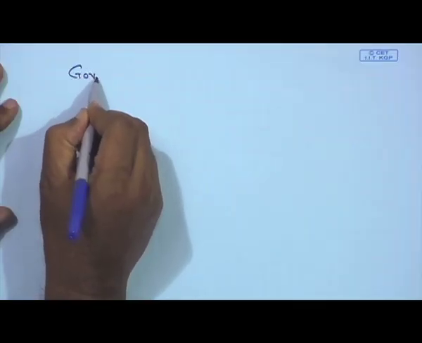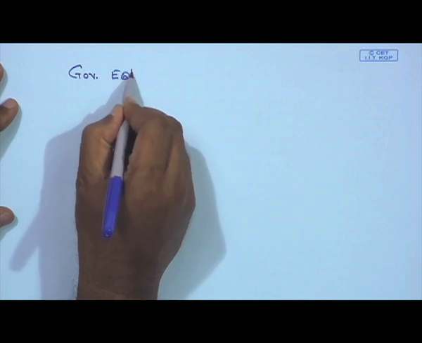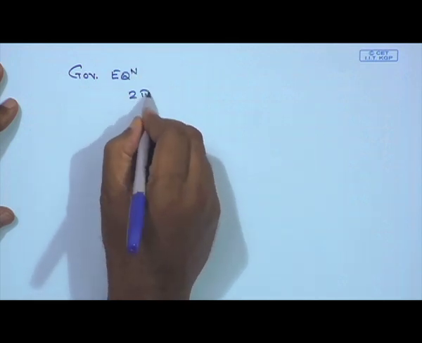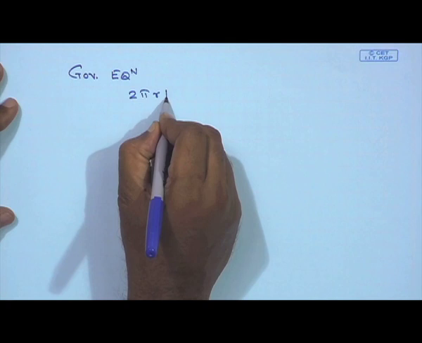So, we will start with the derivation of the governing equation. My governing equation in this case, as I have mentioned, involves twice pi r times L.